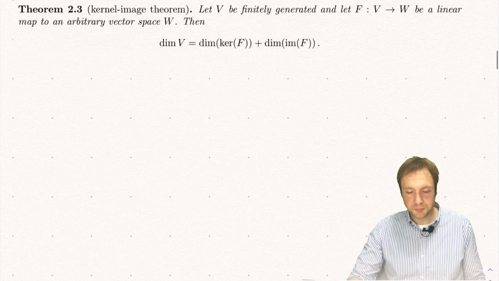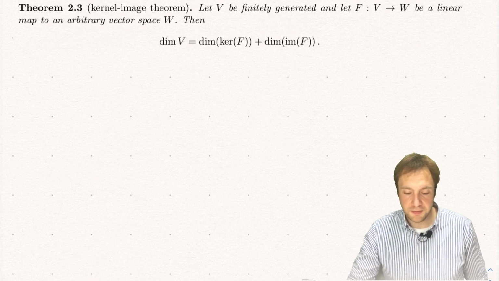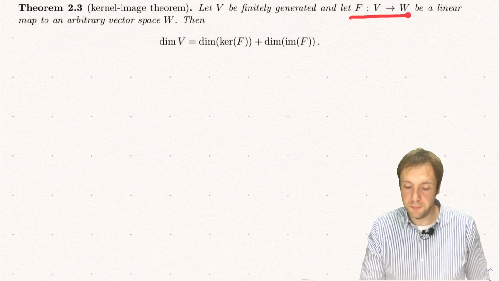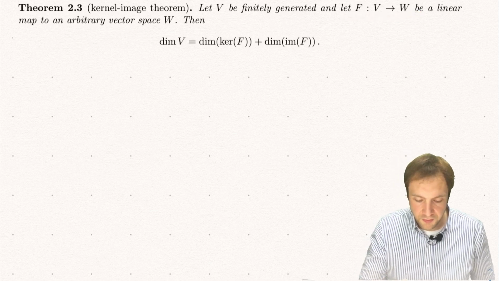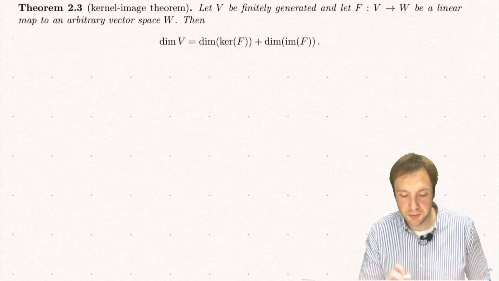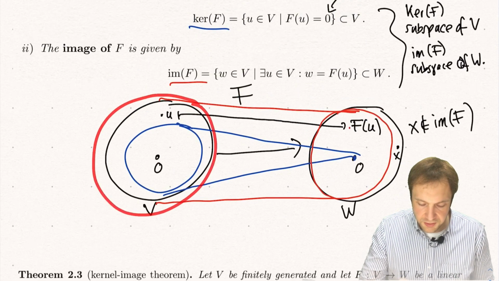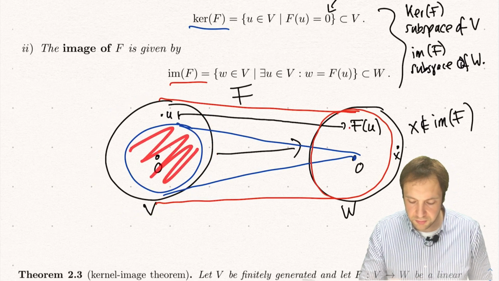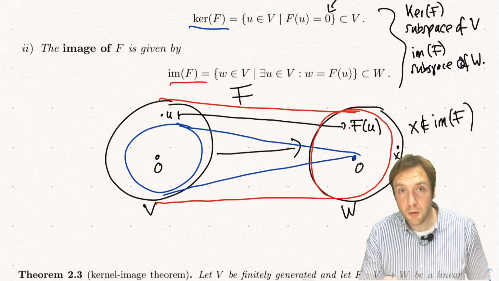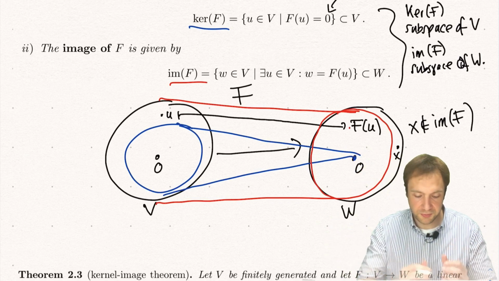Now the kernel-image theorem, which we also saw, states that if V is finitely generated and I have a linear map from V to W, then the dimension of V is the dimension of the kernel plus the dimension of the image. Meaning in this picture, the dimension of V is the dimension of the kernel plus the dimension of the image. So if the kernel gets smaller, then the image gets bigger, and if the image is quite big, then the kernel is small.